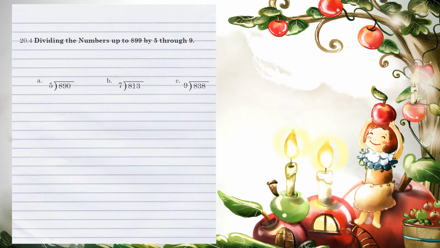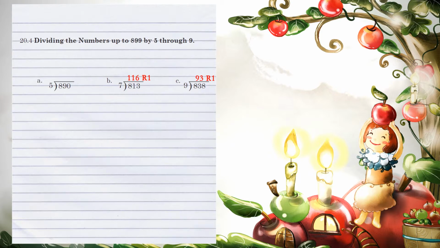Unit 20.4, dividing the numbers up to 899 by 5 through 9. Example A. 5 goes into 8 1 time. 1 times 5 is 5. When we subtract 8 minus 5, we get 3. Bring down the next number of 9.